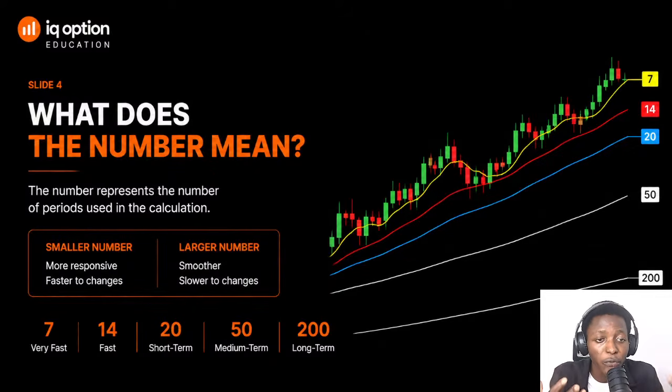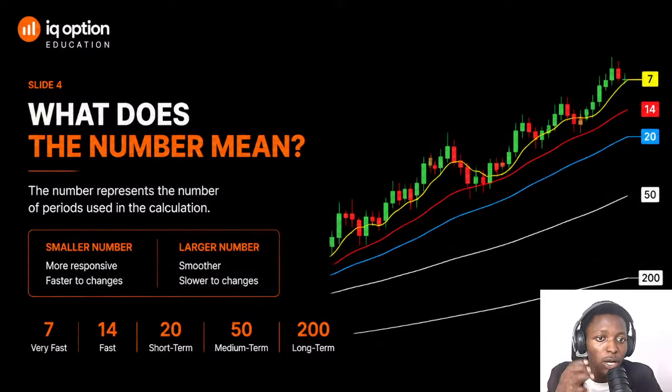If we are on a 5 minute chart and we use a 7 period moving average, it will still calculate the last 7 candlesticks as the period. The candlesticks are your periods, and whatever time frame you are using, it doesn't matter. It will just calculate those numbers based on your chart, based on your candlesticks.